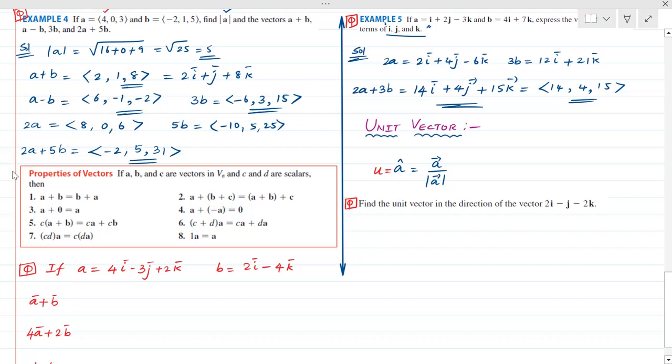Now these are the properties of vectors. If you have three vectors a, b, c, and c, d are scalars, then if you add these vectors, the commutative property is true: a plus b equals b plus a. Now this is the associative property. If you have three vectors, a plus b plus c is equal to a plus b plus c. If you add the zero vector with the vector a, you will get the same original vector a. If you add two opposite vectors a and minus a, the value will be 0.